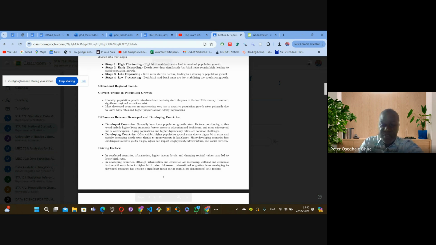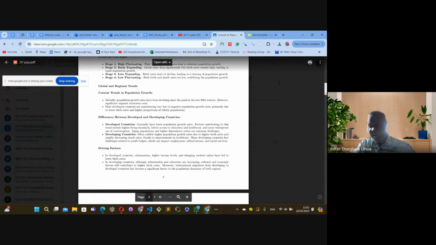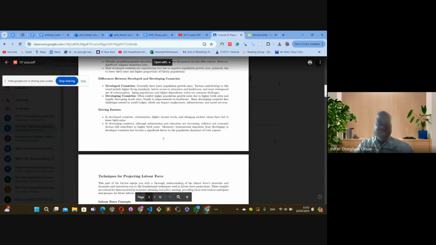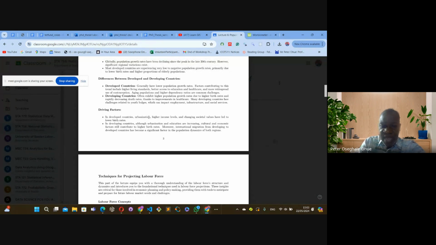Many developing countries face challenges related to youth bulges, which can impact employment, infrastructure, and social services. So there are so many youths. Are they employed? Those are the kind of questions that we'll consider as we progress. So what are the driving factors? Number one, in developed countries, urbanization, higher income levels, and changing societal values have led to lower birth rates.